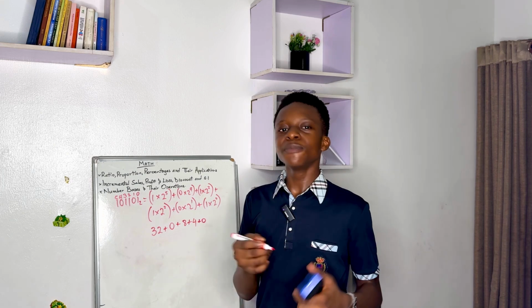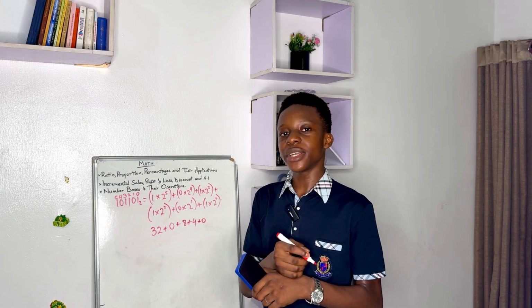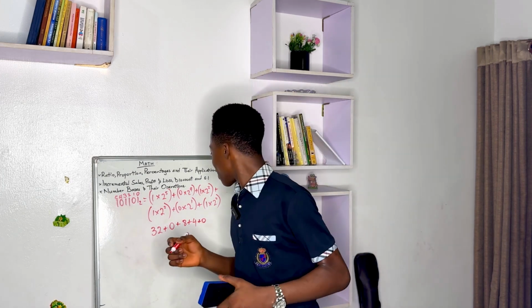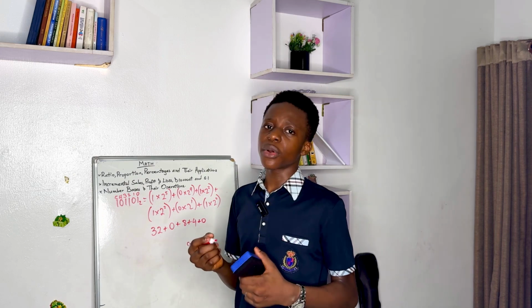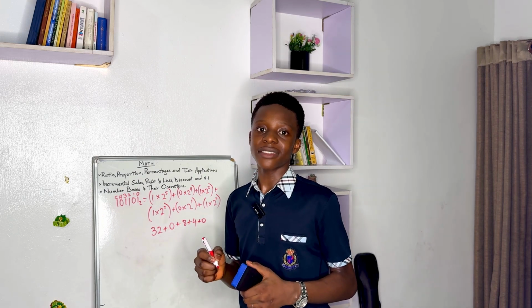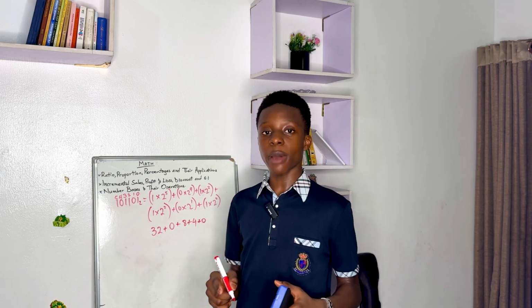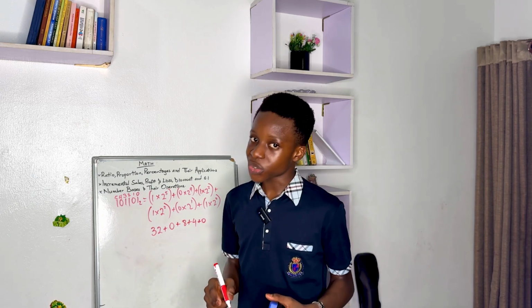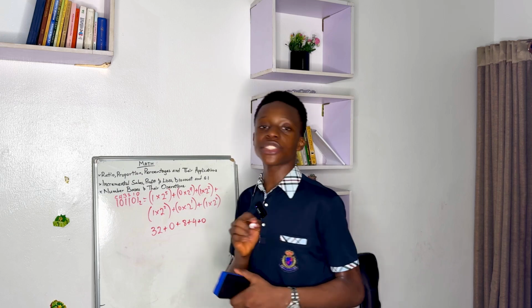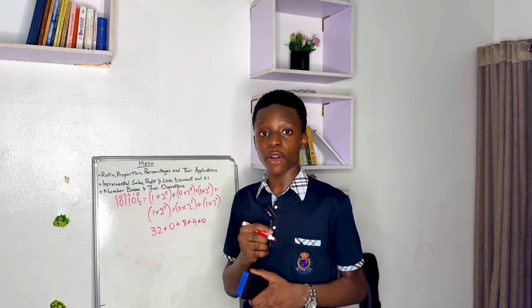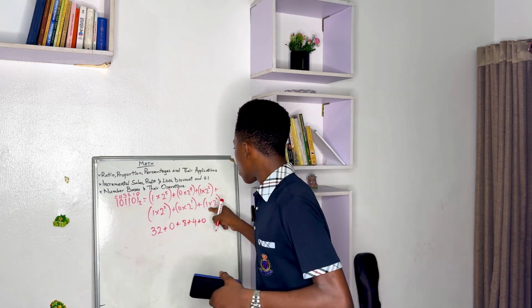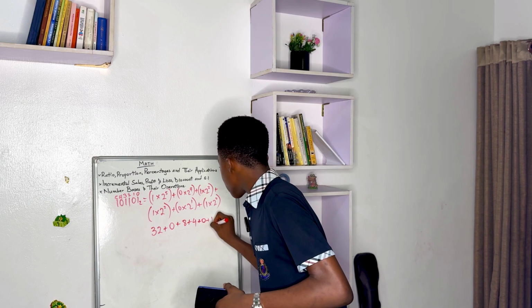What about this last one? What do you think 2 raised to the power of 0 is? Well, you might think that 2 raised to the power of 0 is 0. Well, the law of indices states that any number raised to the power of 0 is 1. So you can have 1 million raised to the power of 0, and the answer is just 1. So 2 raised to the power of 0 is 1. Since 1 is multiplying 1, we're going to get 1.